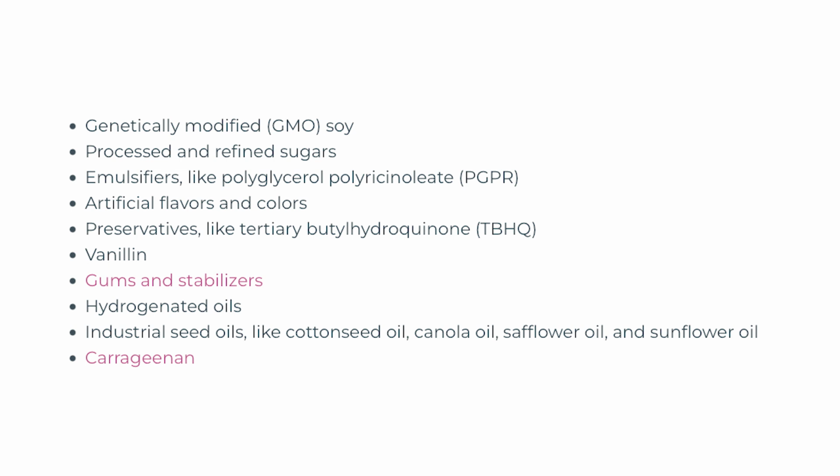Artificial flavors and colors. Sometimes these are grain derivatives as well. Preservatives like TBHQ, which is tertiary butyl hydroquinone, and then vanillin, which is a common synthetic vanilla additive, as well as gums, stabilizers, hydrogenated oils, industrialized seed oils, as well as carrageenan. There have been studies on carrageenan causing gastrointestinal inflammation, so it's just better left, in my opinion, avoided out of your chocolate.